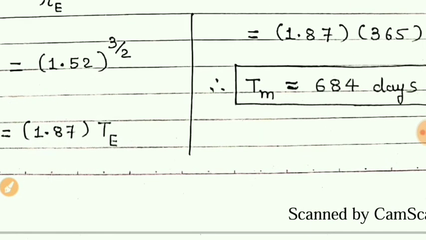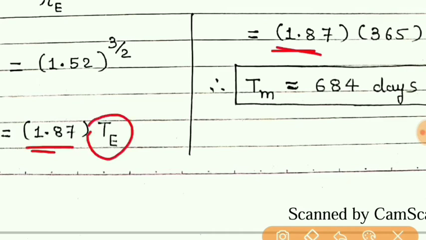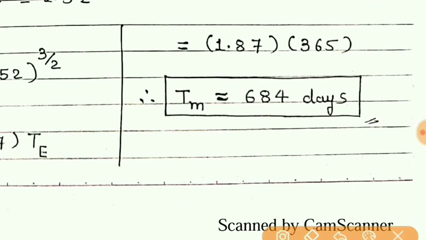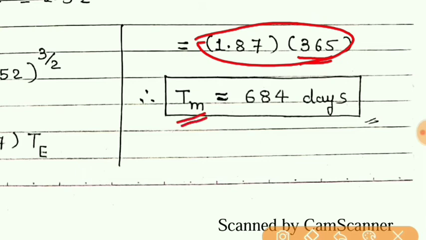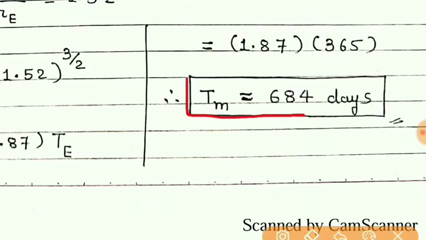Now 1.87 into Te, the time period of earth, which is 365. So here it is 365. Multiplying these two, you will get the time period of revolution of Mars around the Sun, Tm, equal to 684 days.